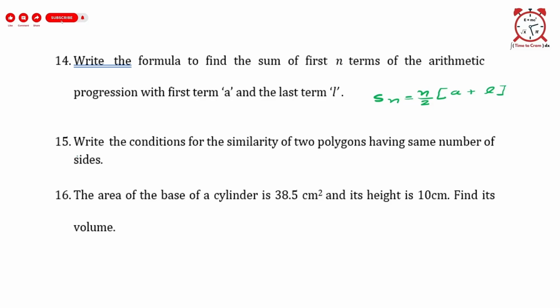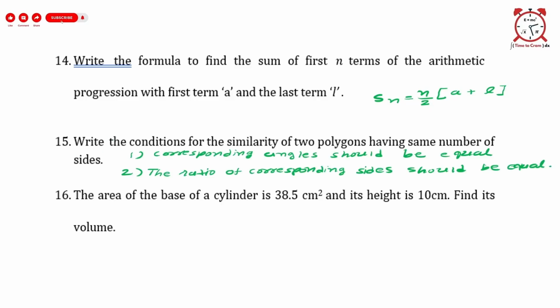Now question number 15. Write the condition for the similarity of two polygons having the same number of sides. So the conditions are: first condition, corresponding angles should be equal, and second condition, the ratio of corresponding sides should also be equal. So there are two conditions of that.